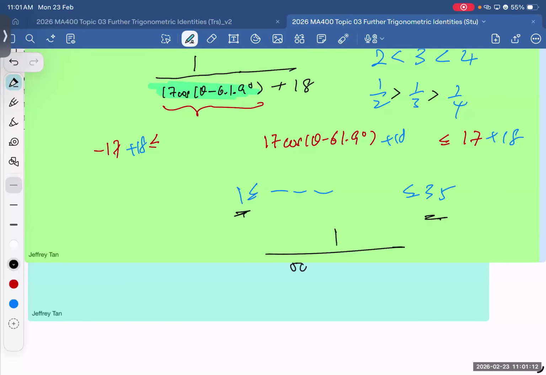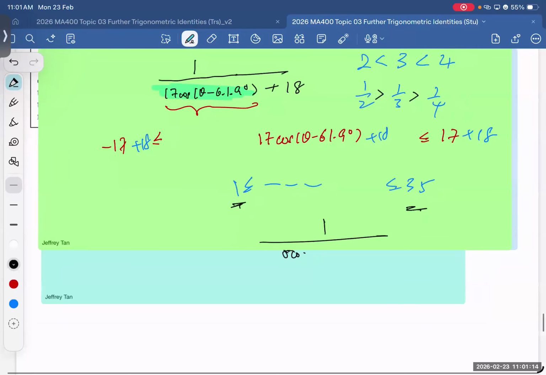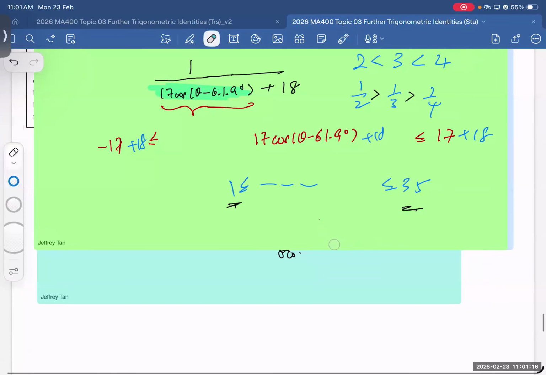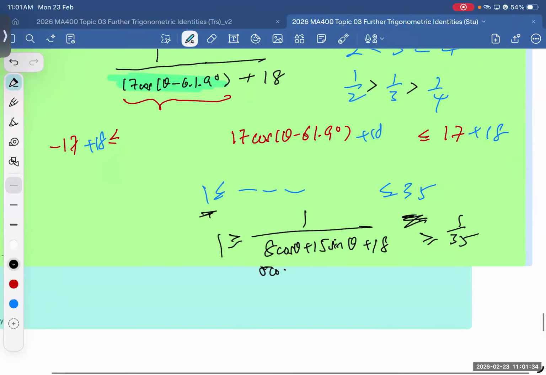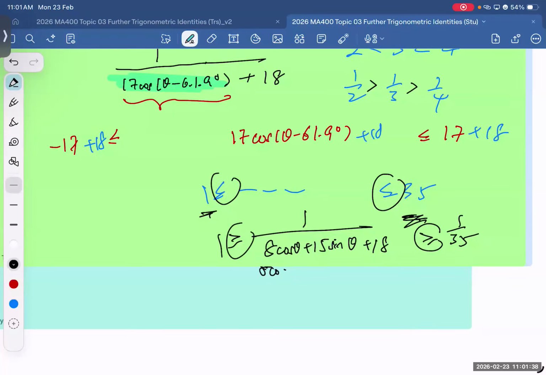That is why, even though this is between 1 and 35, when I take 1 over it, it will be between 1 over 35 and 1. So far? Because the reciprocal flips. Smaller than becomes more than, more than becomes smaller than.